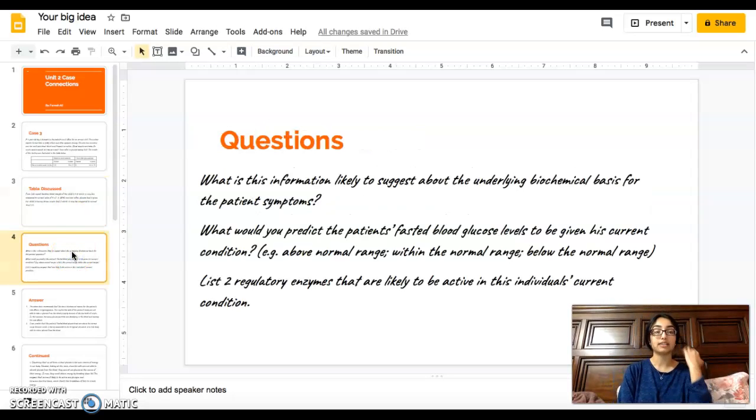The questions we were asked to look at were: 1. What is this information likely to suggest about the underlying biochemical basis for the patient's symptoms? 2. What would you predict the patient's fasted blood glucose levels to be given his current condition? For example, would it be above the normal range, within the normal range, or below the normal range? And we also had to list 2 regulatory enzymes that are most likely to be active in the patient's current condition.